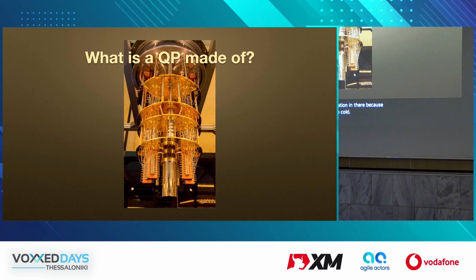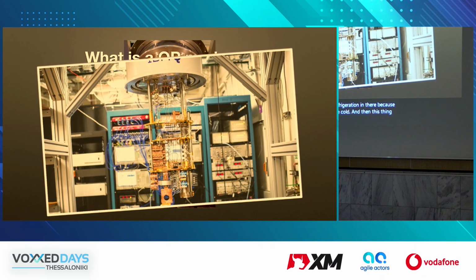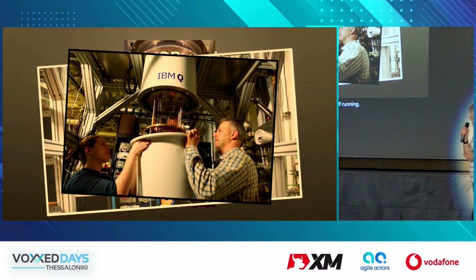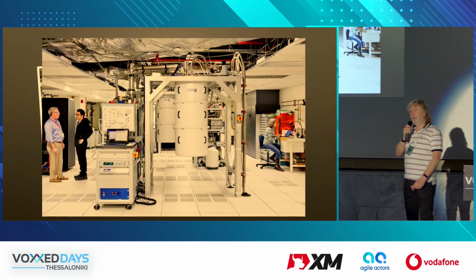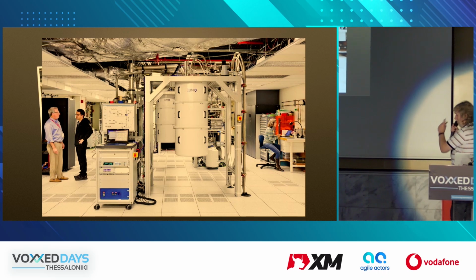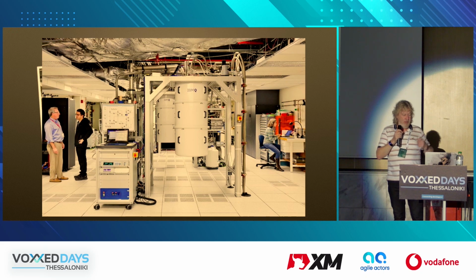And then this thing is controlled, it's driven by banks and banks of equipment, which is keeping the system itself running. That's then put into a flask and taken down to very, very cold temperatures. And then the people who built it stand around looking very proud of themselves, as quite reasonably they should. So, what's actually going on in there? What's the quantum computer about?